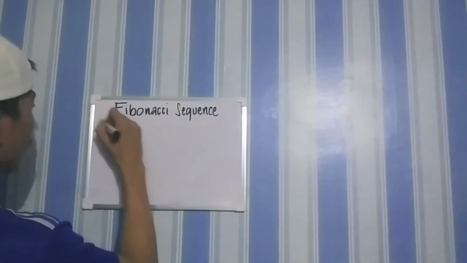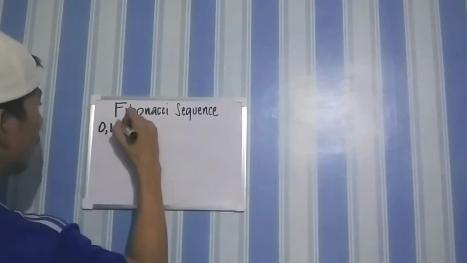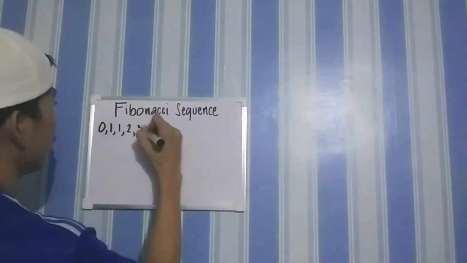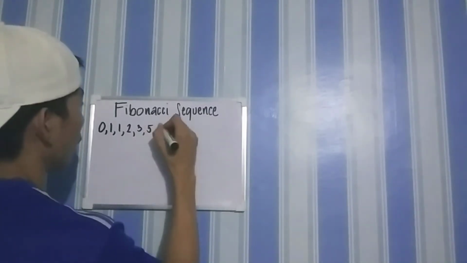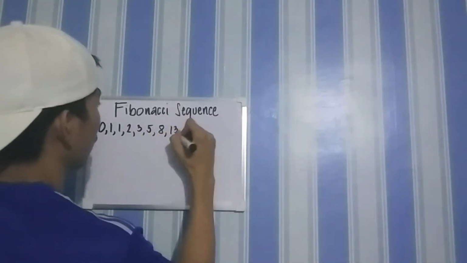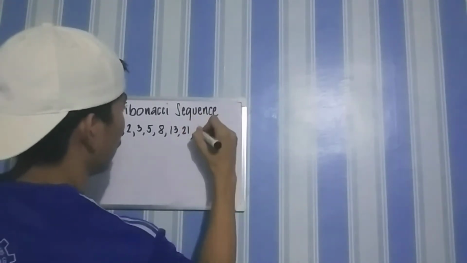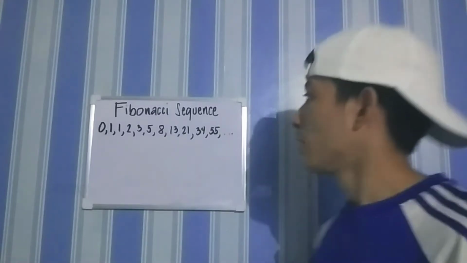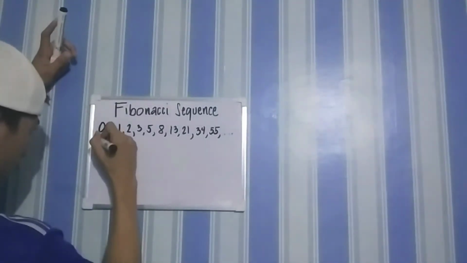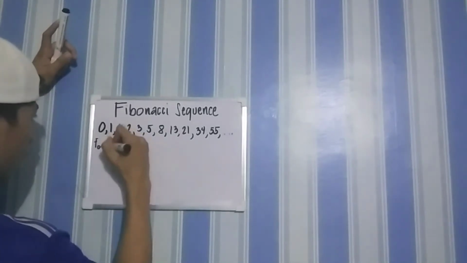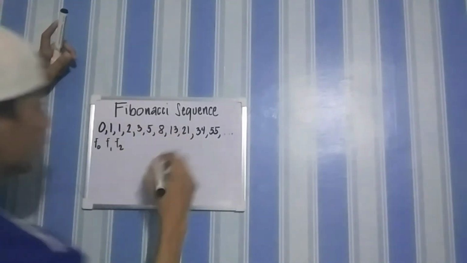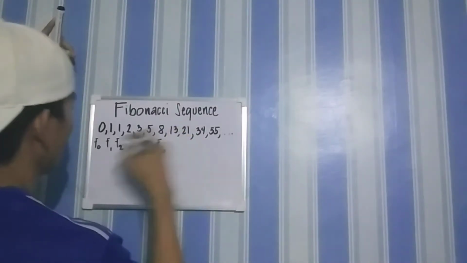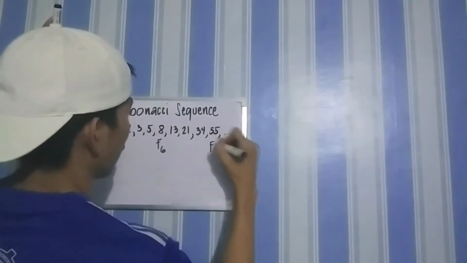So let's say we start with 0, followed by 1, then 1, 2, 3, 5, 8, 13, 21, 34, and 55, and so on. Ito yung first 10 numbers sa Fibonacci sequence natin, no? So let's say this is our f sub 0, f sub 1, f sub 2, and so on. So let's say this is our f sub 6, and f sub 10.